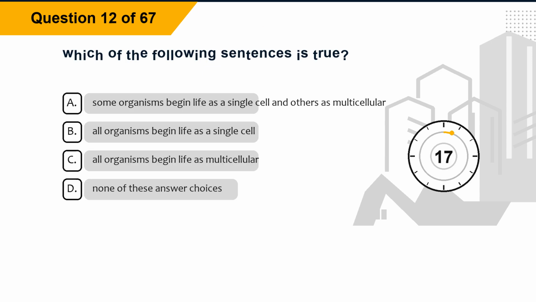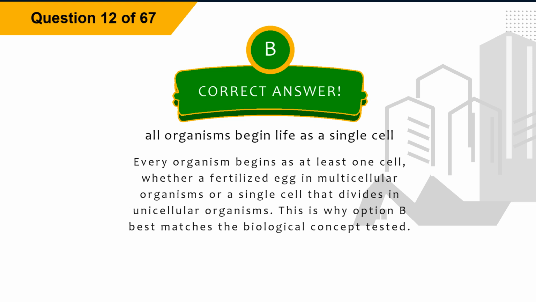Question 12. Which of the following sentences is true? Option A. Some organisms begin life as a single cell and others as multicellular. Option B. All organisms begin life as a single cell. Option C. All organisms begin life as multicellular. Option D. None of these answer choices. The correct answer is option B, all organisms begin life as a single cell. Explanation. Every organism begins as at least one cell, whether a fertilized egg in multicellular organisms or a single cell that divides in unicellular organisms. This is why option B best matches the biological concept tested.